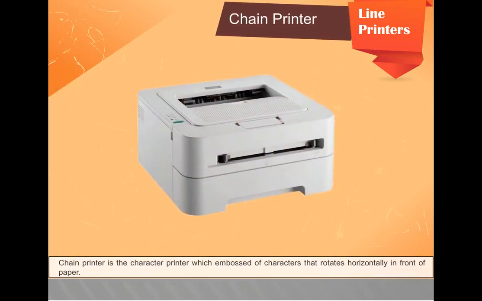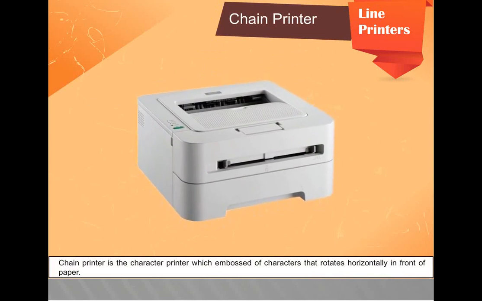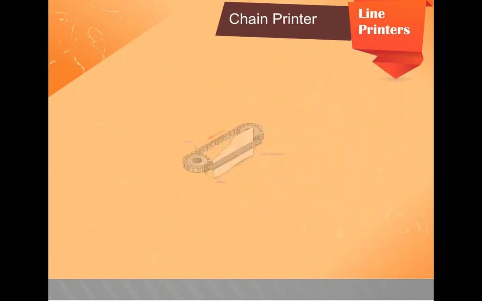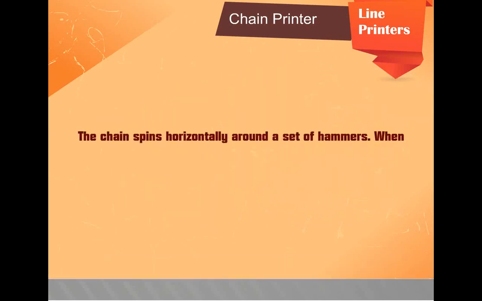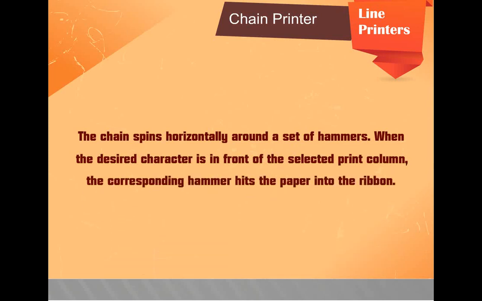Chain printer. Chain printer is a line printer with embossed characters on a chain that rotates horizontally in front of the paper. A standard character set may have 48, 64, 96 characters. The chain spins horizontally around a set of hammers. When the desired character is in front of the selected print column, the corresponding hammer hits the paper into the ribbon.